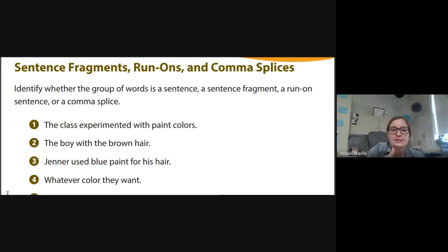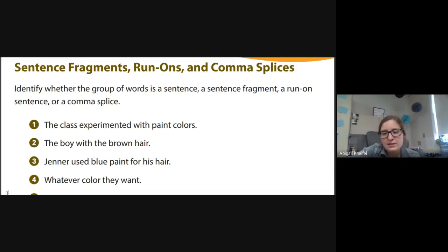Plain old regularness. Number two, the boy with brown hair. Is that a sentence? Sentence fragment, run-on, comma splice. Number two is what we're on now. The boy with brown hair. Remember, if it's a comma splice, Landon, it would have to have a comma in it. So that cannot be a comma splice. Run-ons would have too many words.